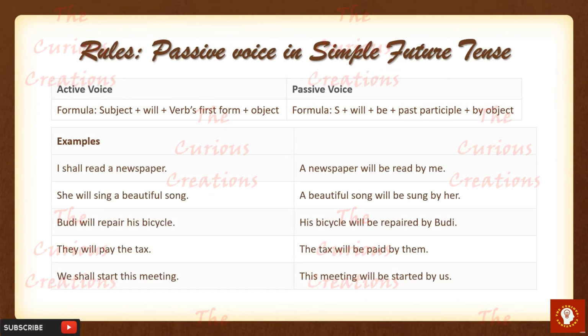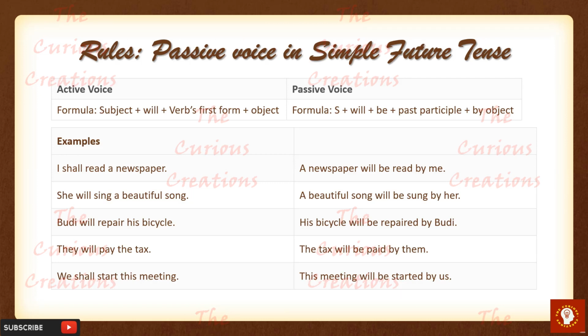As we are done with the revision of basic conversion rules of active voice to passive voice, it's time we move to simple future tense. The formula of simple future sentence in active voice is subject plus will plus verb's first form plus object. For example, we shall start this meeting.